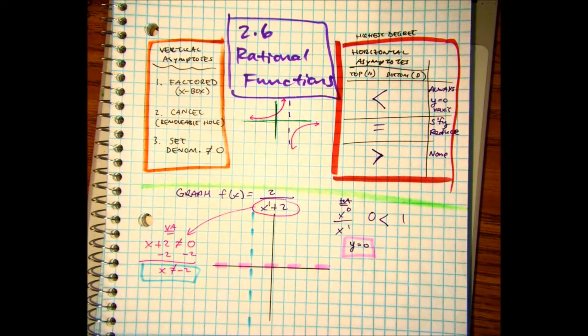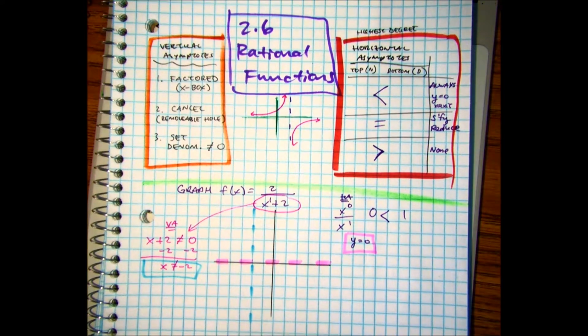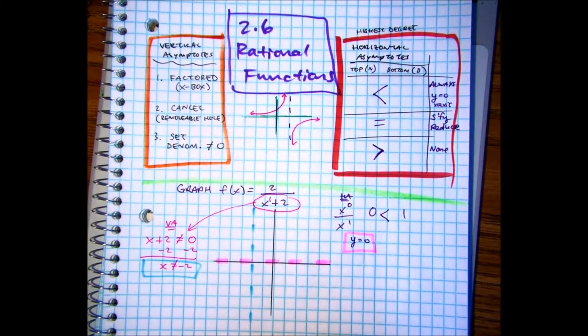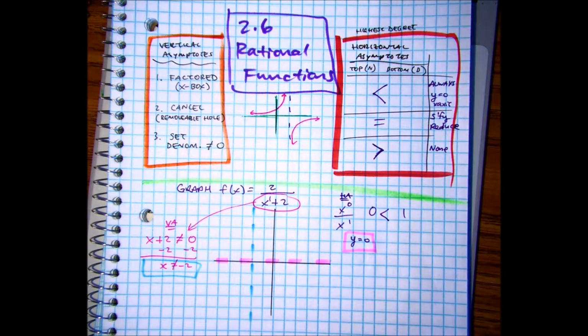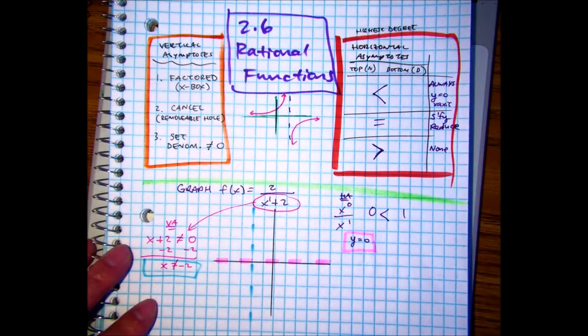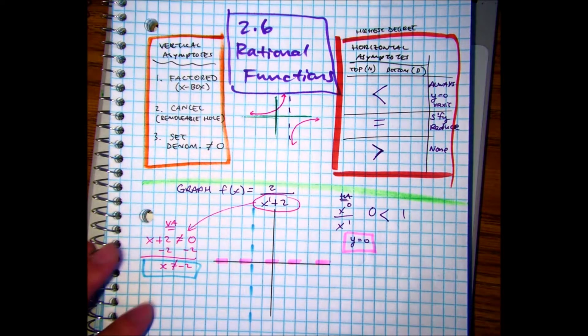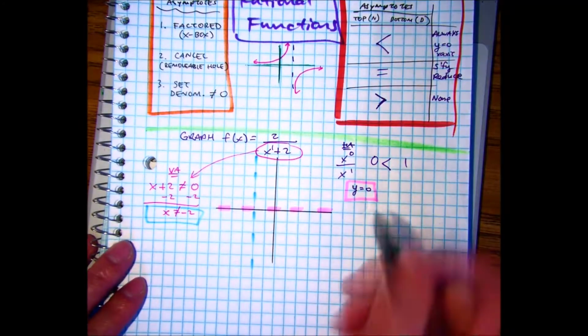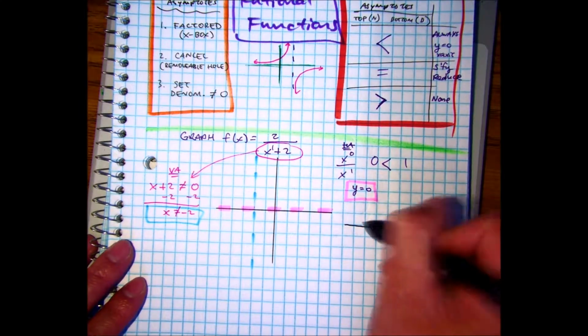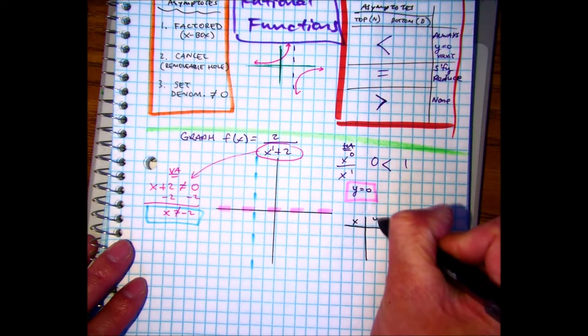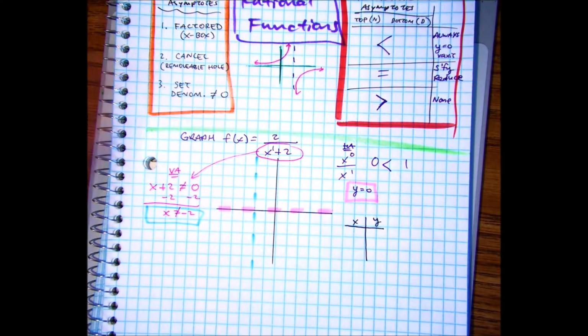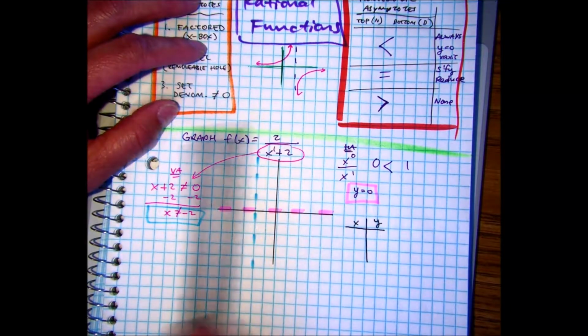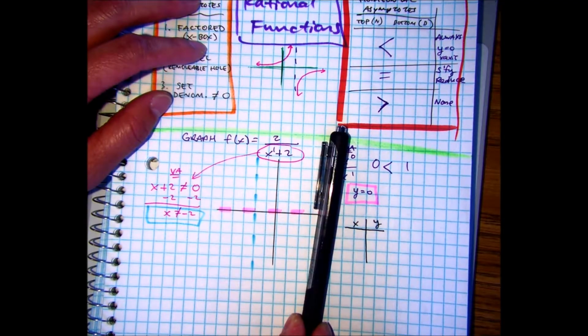Alright, so now I'm going to show you guys how to graph this without a graphing calculator. It's actually not too hard. It's a little bit intimidating because it's new. So the first thing I'm going to do is make a table of values. And let's focus on the left side and also the right side of the vertical asymptote.